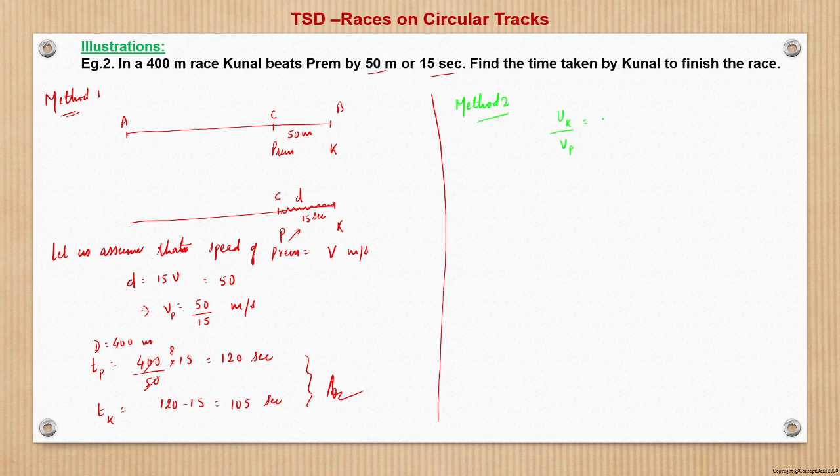So when the time is constant, the same time, it means that the ratio of distance will be the same as the ratio of speed. So this will be nothing but 400 upon 350, which is 8 by 7. So now see, when the distance covered by the... this was when time is constant.